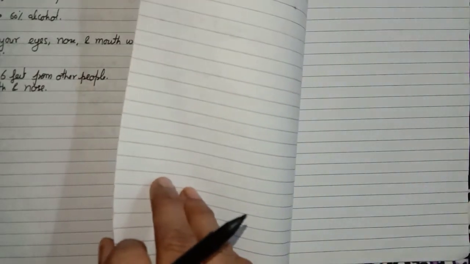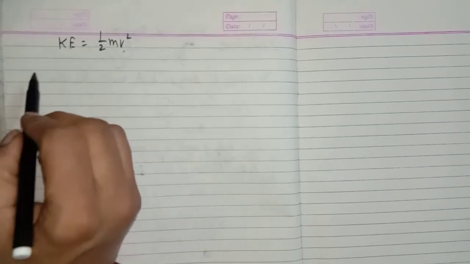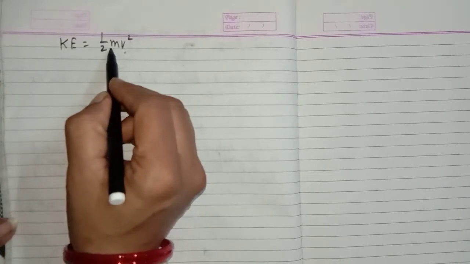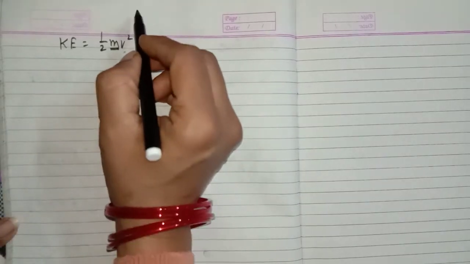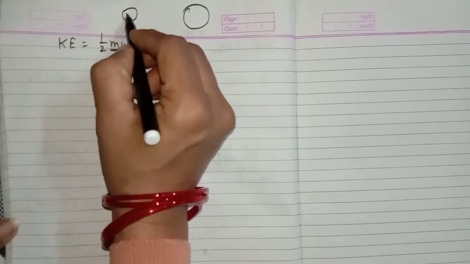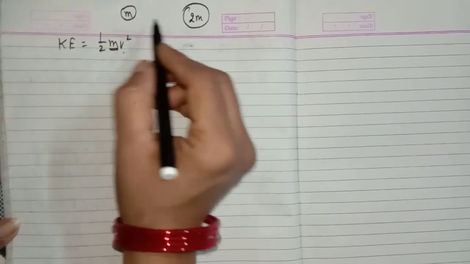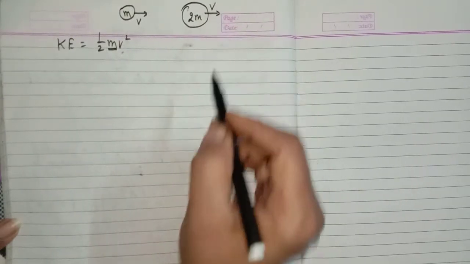Now let's talk about some numericals based on this formula of kinetic energy. You know that kinetic energy is equal to 1 upon 2 m v square. Now just think, what will happen if we double the mass of the body? How much will the kinetic energy change? Suppose two bodies are here, this is body 1 and this is body 2, its mass is m and its mass is 2m, just double. And it has some velocity v, and it also has the same velocity v.